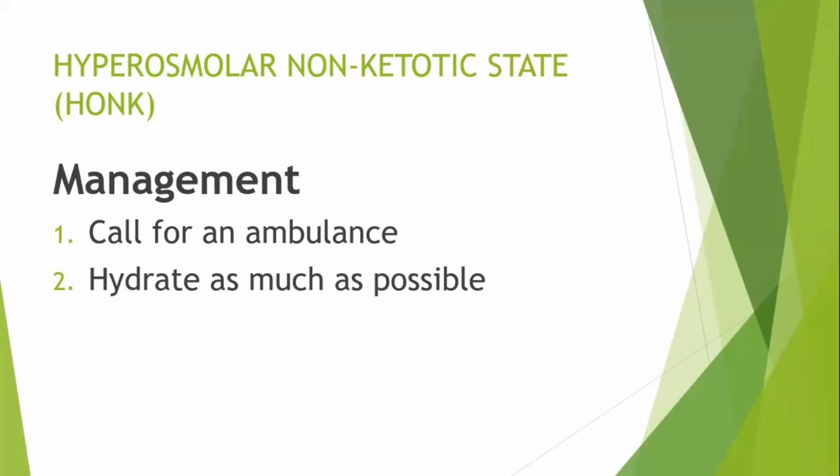So your management as a medical student is to call an ambulance, because you cannot manage the situation. Because to do it, you would need to slowly give them insulin and also dextrose and corticosteroids as well, using the sliding scale, but you won't be able to do that, especially in an outside setting. So the best thing you can do is call the ambulance straight away, relay that you think that this person has suffered from HONC, and if you have fluids on you, give them as much fluid as possible, because remember, they're hyperosmolar, so you want to dilute their blood as much as possible.